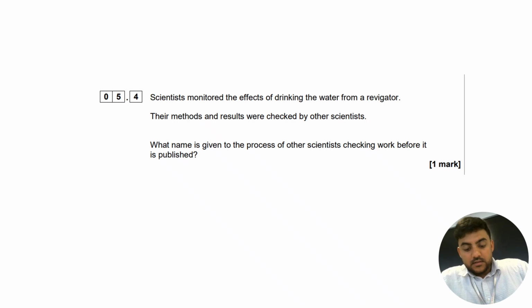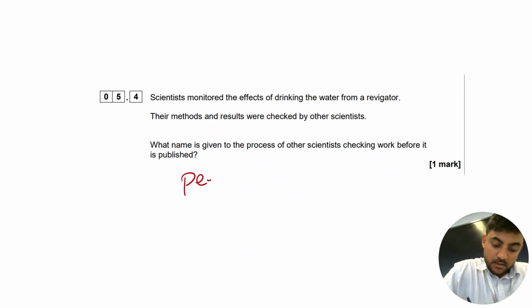Scientists monitored the effects of drinking the water from a Revigator. Their methods and results were checked by other scientists. What is the name given to the process where other scientists are checking work before it is published? Well, if you were doing some work and I asked you to pass it to the person next to you to check it, we call it peer marking. This is called peer review.